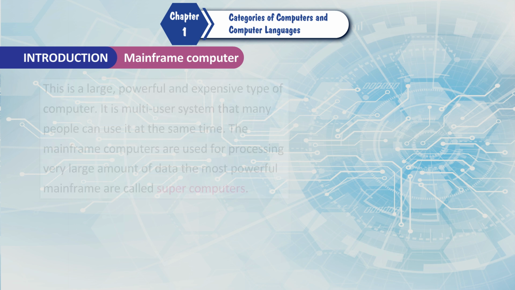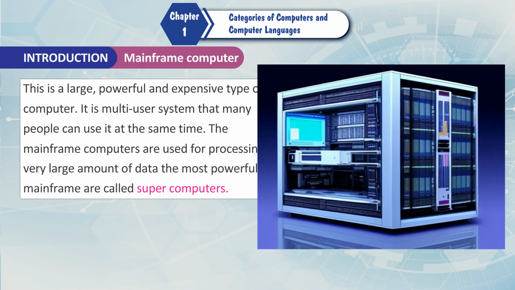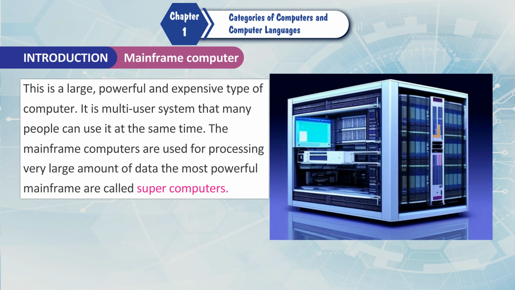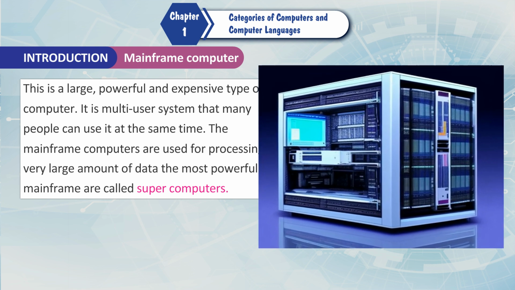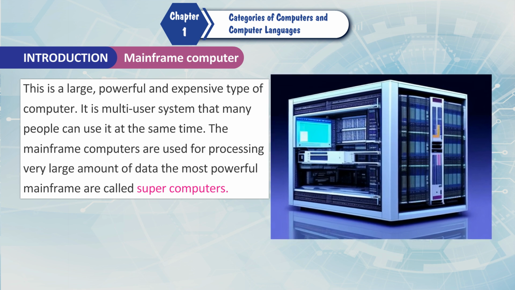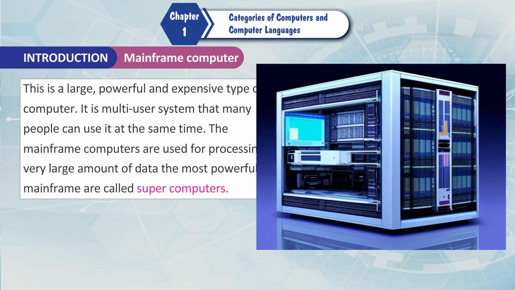Mainframe computer. This is a large, powerful and expensive type of computer. It is a multi-user system that many people can use at the same time. Mainframe computers are used for processing very large amounts of data. The most powerful mainframes are called supercomputers.